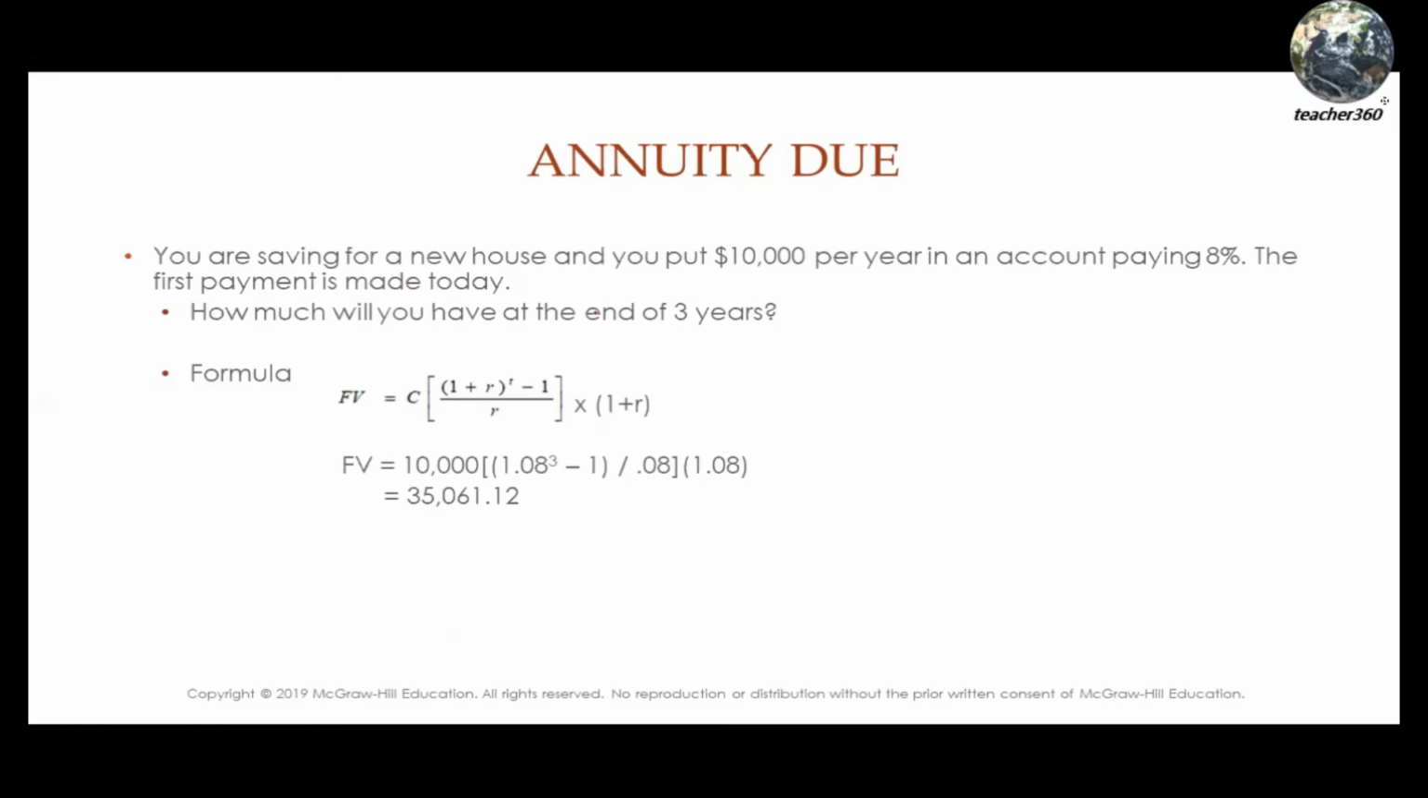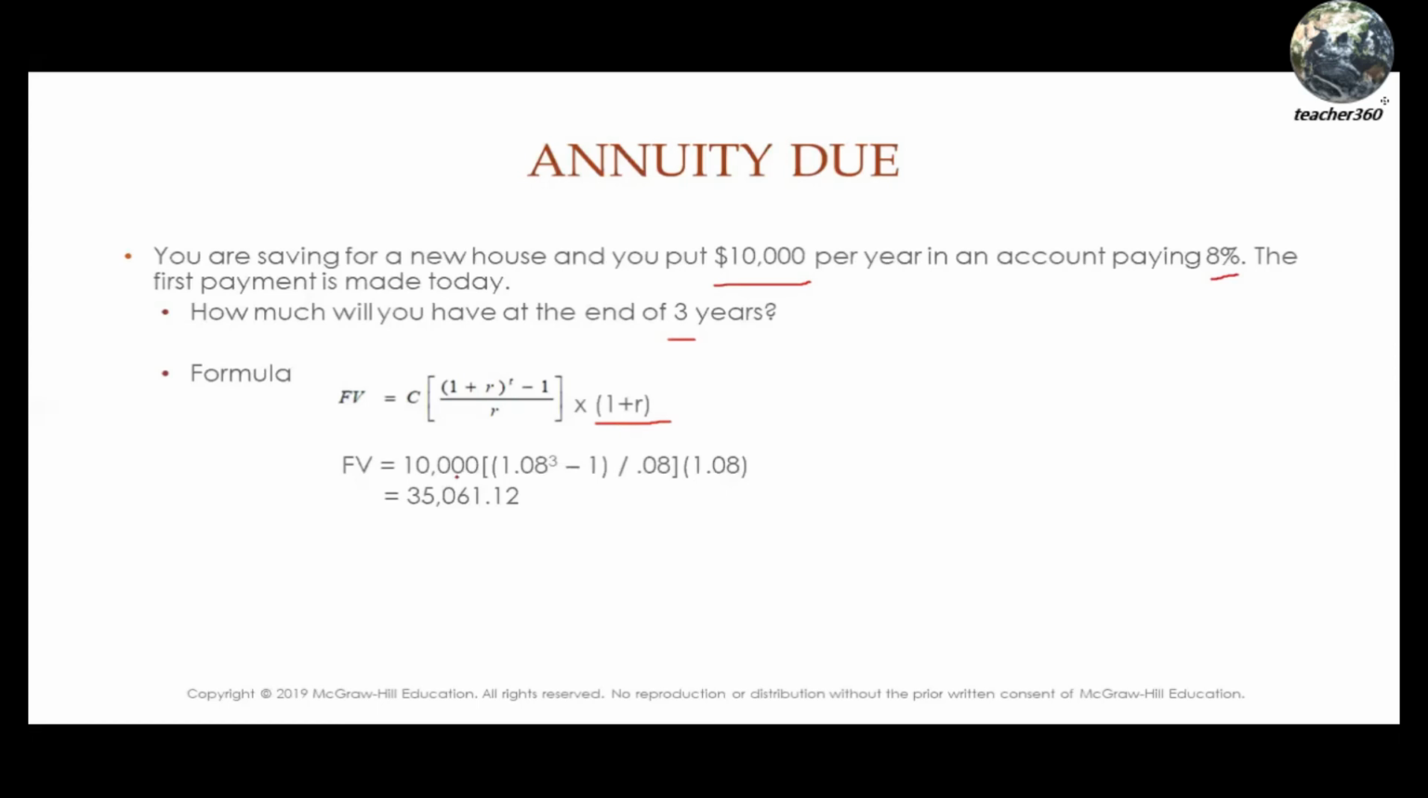So your annuity payment per year is $10,000. Interest is 8%. Number of years is 3. For annuity due, you can see that we have multiplied 1 plus r with your main formula. We know that in annuity due, your annuity payment starts from the beginning of the period. So to get the result based on payment at the beginning, you have to multiply 1 plus your interest times your main formula.